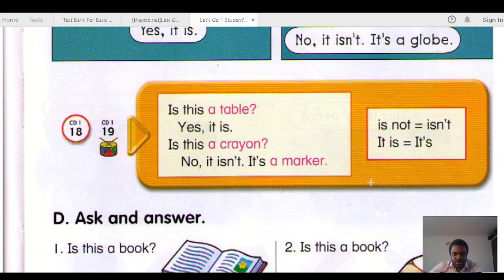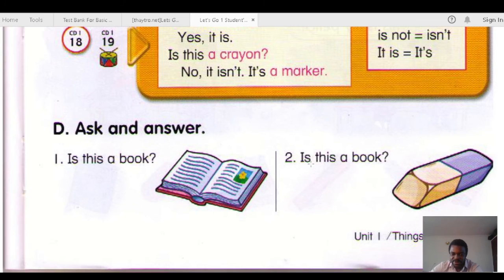Is this a table? And you see, because we are using this, our verb here is is, because this is one thing. That's why we use a table, which is also a noun, which is one thing. Our is is the verb be here. This is trying to tell us about the noun, a table. Is this a table? Yes, it is. Is this a crayon? No, it isn't. It is a marker. Here again, you see, is this a crayon? is a question. No, it isn't. It's a negative sentence. It is a marker. This is a positive sentence.